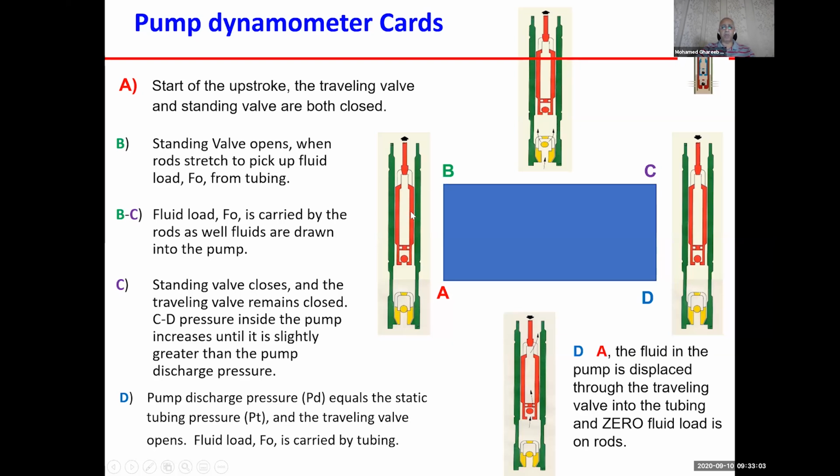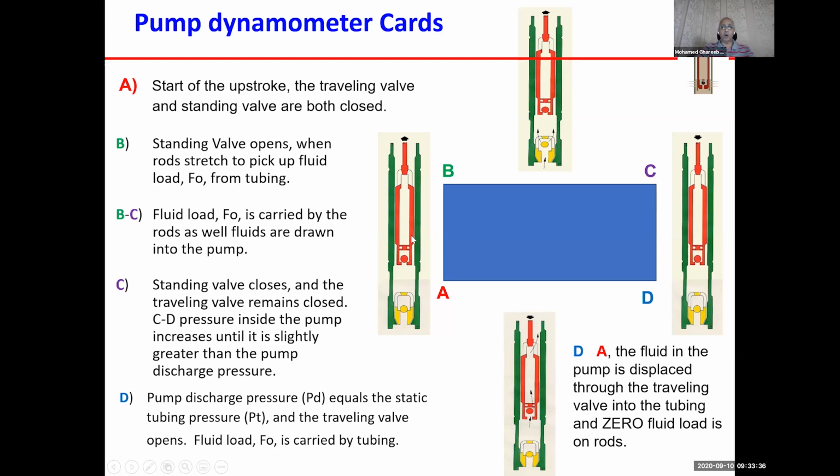At this point, the traveling valve starts to move. Once the traveling valve starts to move, even 1 millimeter, it creates a gap here. These are closed cylinders, and you have fluid here. Then the pressure here starts to decrease. Below the standing valve is the pump intake pressure, the formation pressure. It depends where the pump is sitting. Then the pressure below the standing valve will be higher than the pressure above the standing valve.